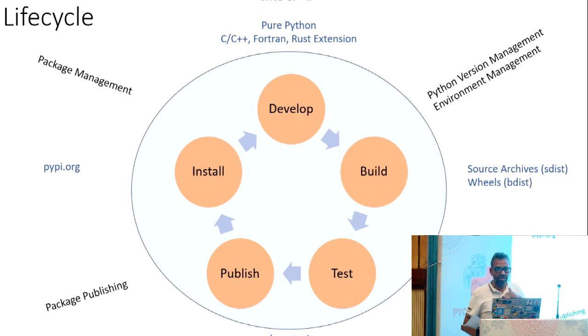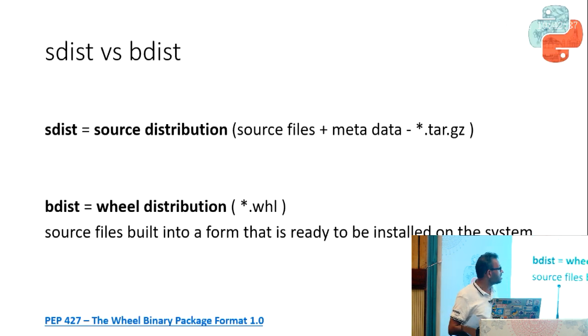So this is the whole life cycle that you keep repeating, and then you work on your project again. New libraries keep coming and you develop and do it. So I think these are the Python version management, environment management, package building, package publishing, and package management. These are all the different things that let us see.